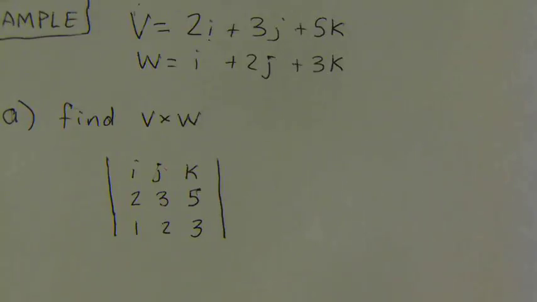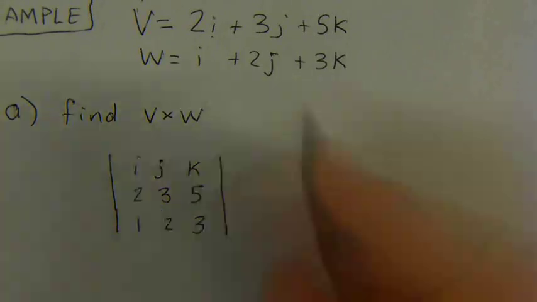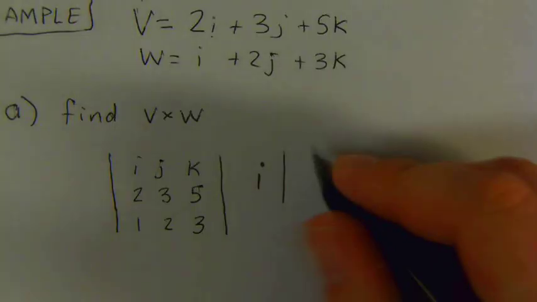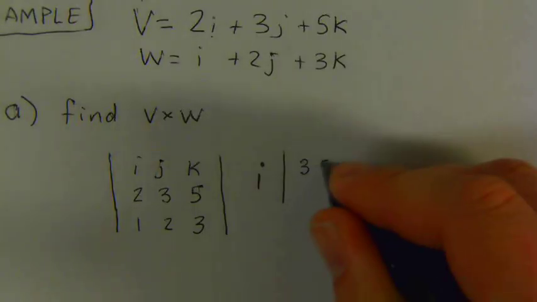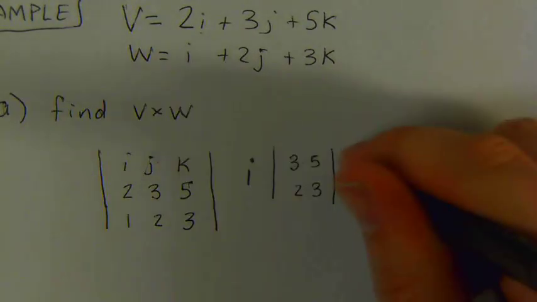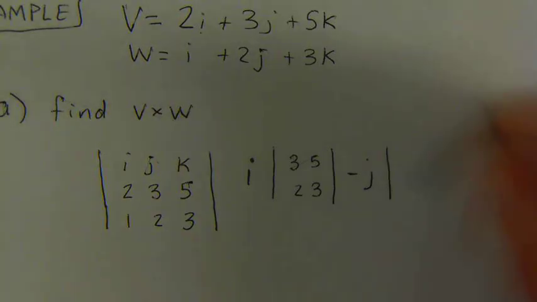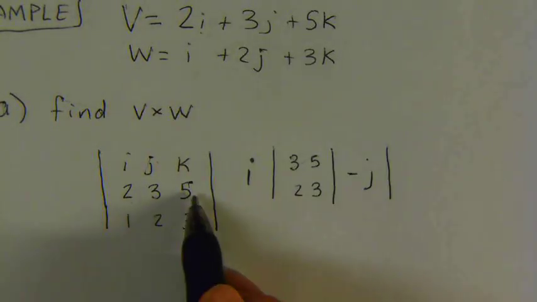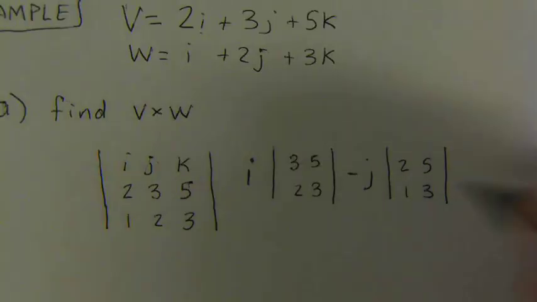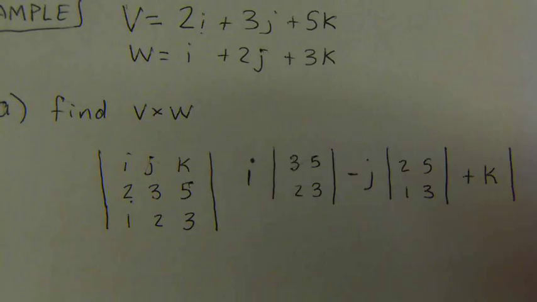Now that we know how to use the expansion by minors method, that is what we're going to do here. So we take the i, I'll write my work, 3, 5, 2, 3, minus j, that'd be 2, 5, 1, 3, plus k, and that'd be 2, 3, 1, 2.